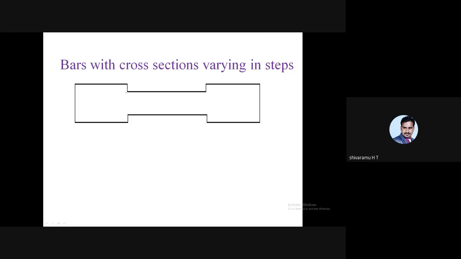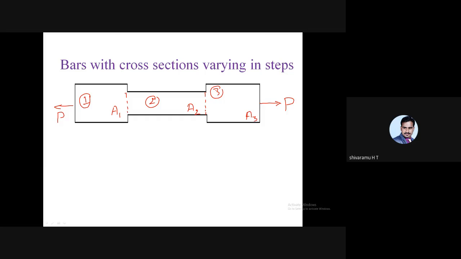Next I'm going to discuss bars with cross sections varying in steps. Till now we discussed problems considering a single portion or a single section. Now the bar is made of different sections. Let me take this as portion 1 or section 1, this is section 2 and section 3. We have the area of cross section of portion 1, portion 2, and portion 3, and it is subjected to the load P.